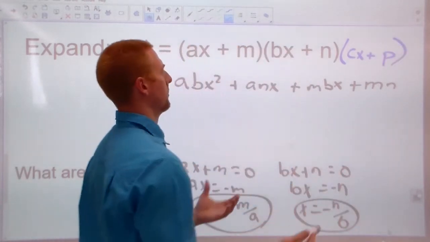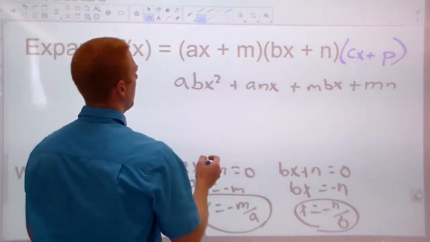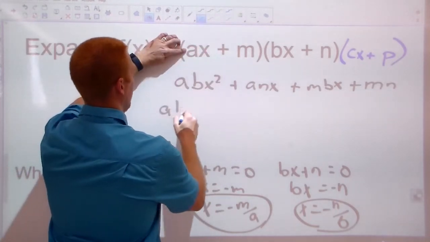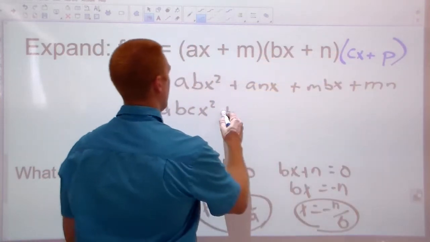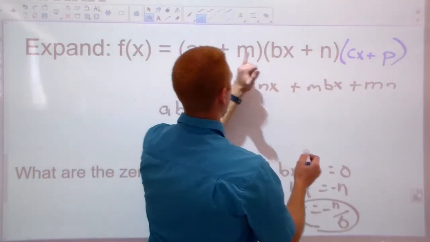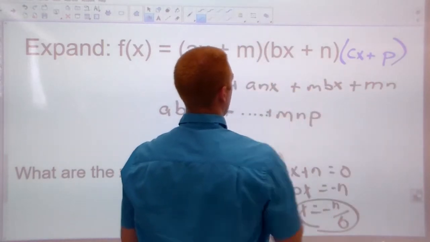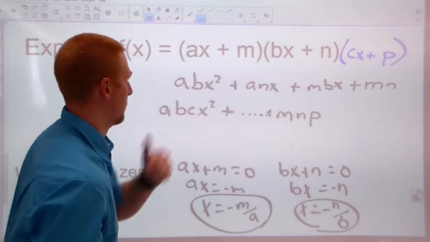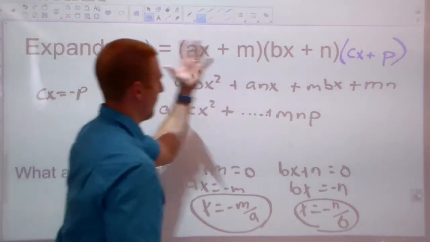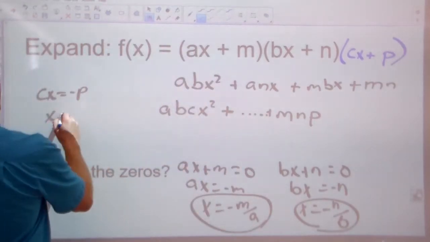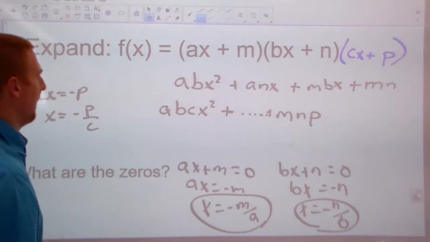So let's say there's another term, cx plus p. Well, your first term would be a times b times cx squared. You end up multiplying all those together. And your last term would be m times n times p. And if you think about what this extra solution might be, it would be cx equals negative p when you set that factor equal to 0, and x would be negative p over c. So we see that playing out.